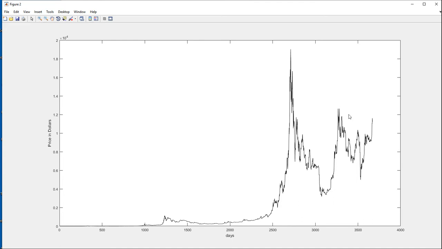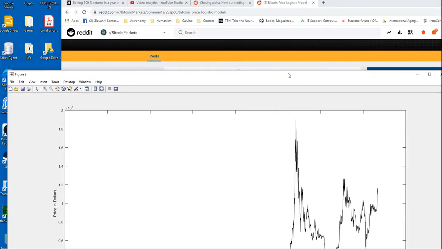There was another peak here, about $12,000. I think this happened last summer, so almost 1 year ago. Then again, some fluctuation, and now we see the price going up again. So it doesn't look like there is any specific, particular pattern.